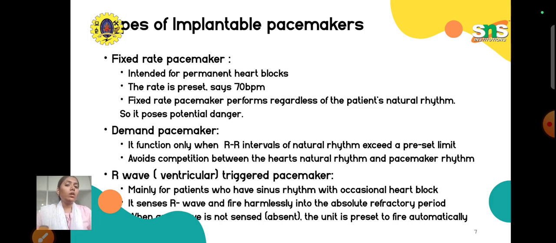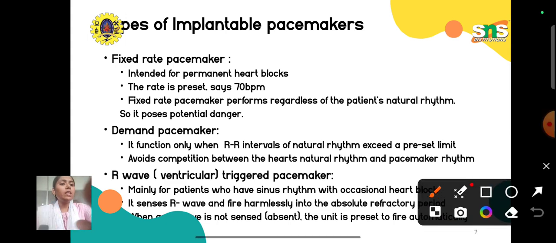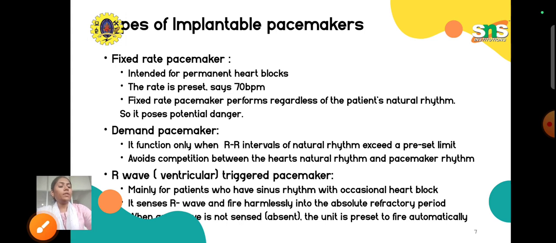R-wave means, obviously, it is ventricular. That's why in brackets I have mentioned this is the ventricular triggered pacemaker. Yes. From the name itself you come to know, right? The R-wave triggered pacemaker means here we are going to take the R-wave. So whenever the R-wave is there, it is going to trigger the pacemaker, and the pacemaker is going to give the impulse. Okay, that is the R-wave triggered pacemaker.